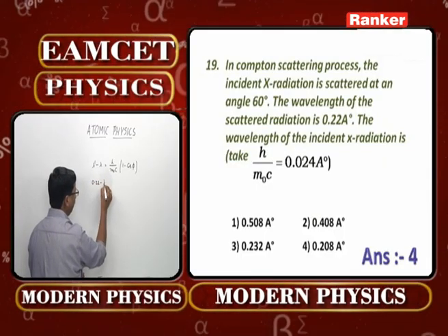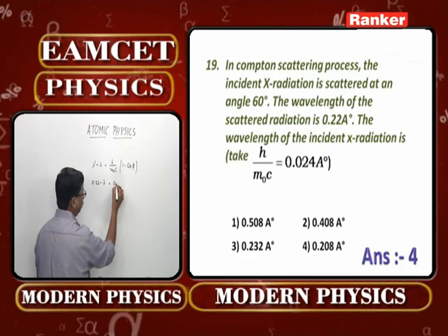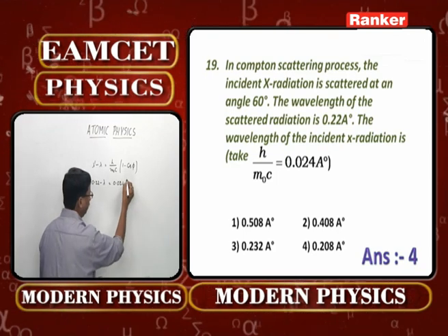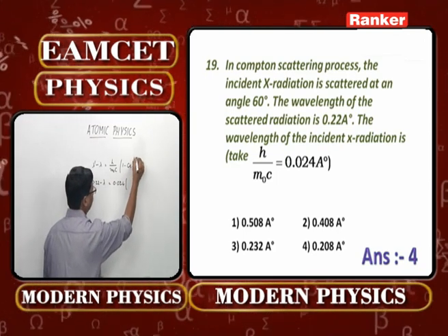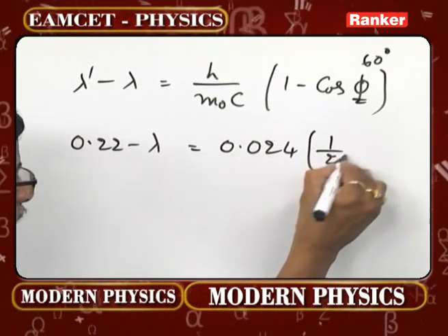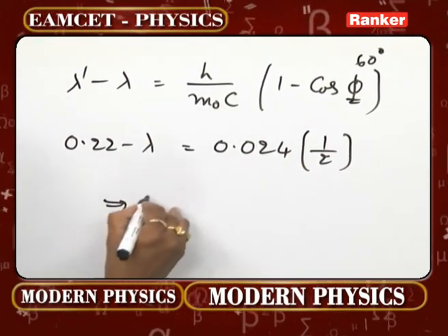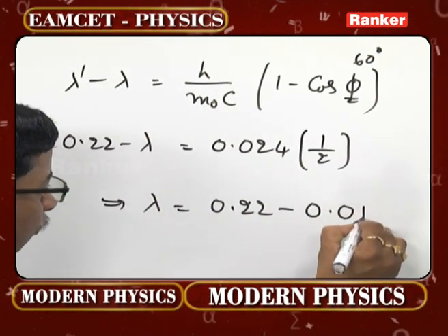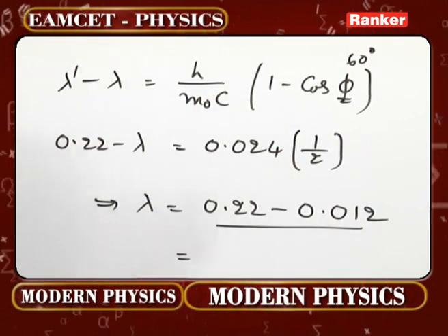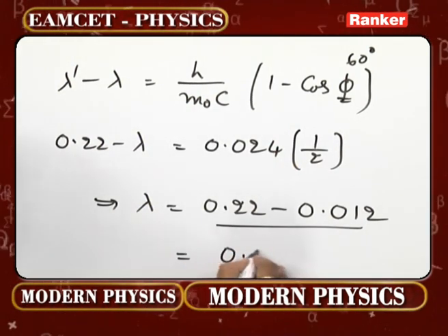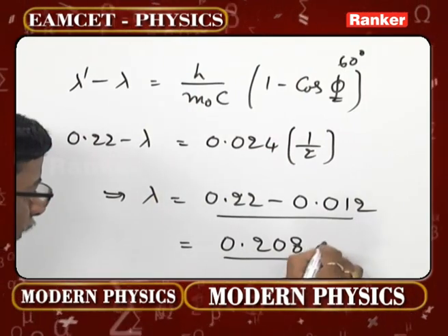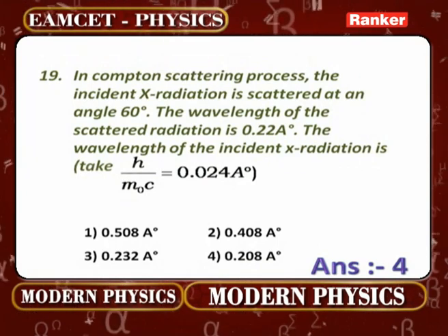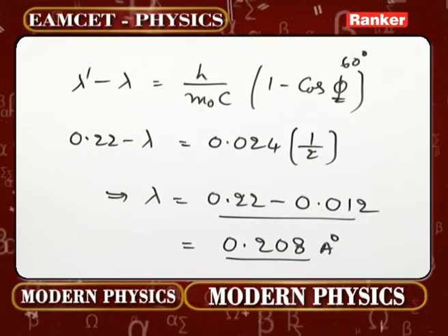0.22 minus lambda. The h by m0c value, you know, is 0.0242, into 1 minus cos 60. Cos 60 is half, so it will be 1 by 2. So what will be the value of lambda now? 0.22 minus 0.012. What will be the value you are going to get? 0.208 angstrom units you will be left with. So which is the correct option there? The fourth option is the correct one for this 19th problem.